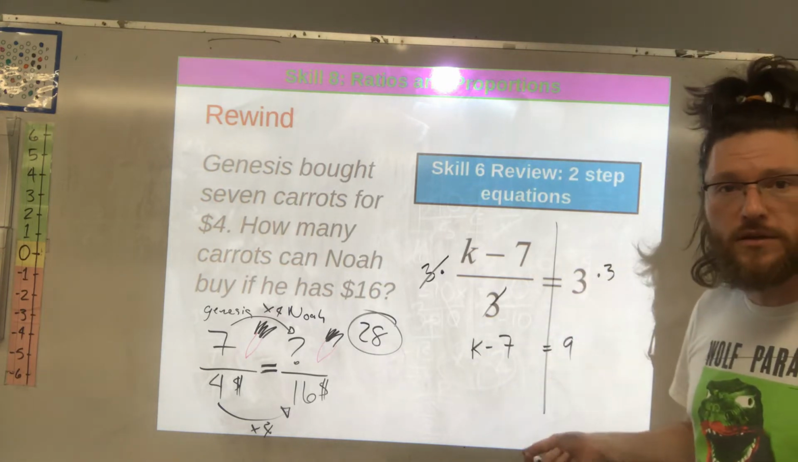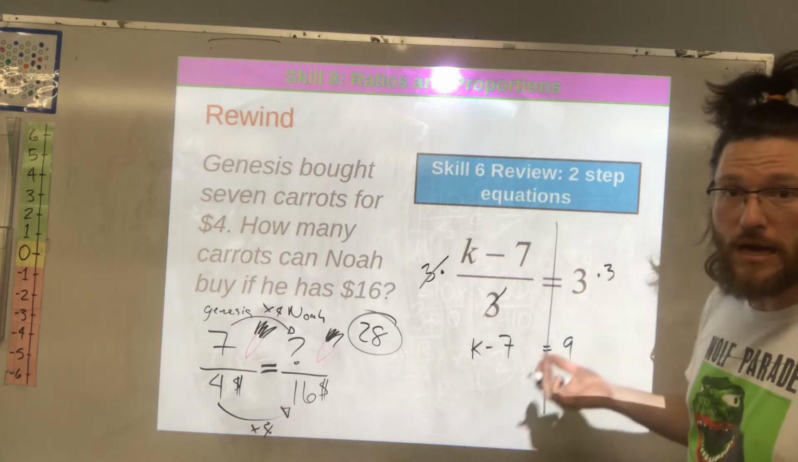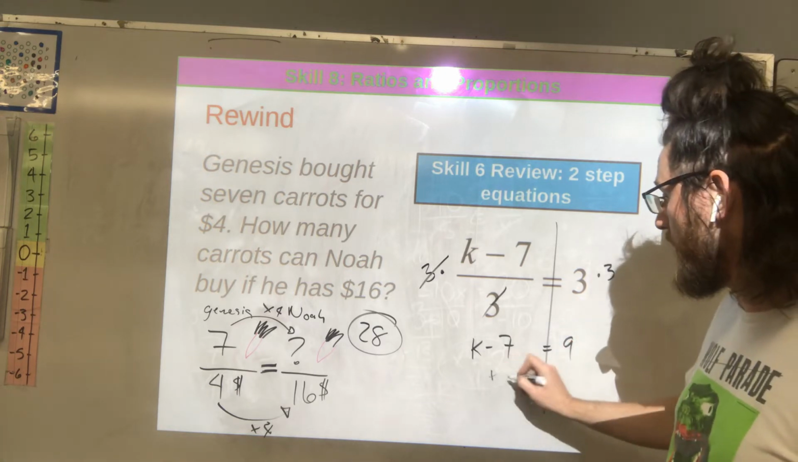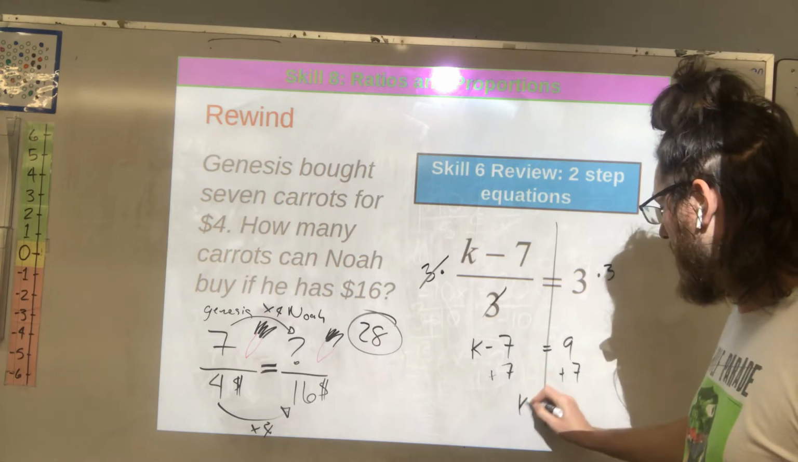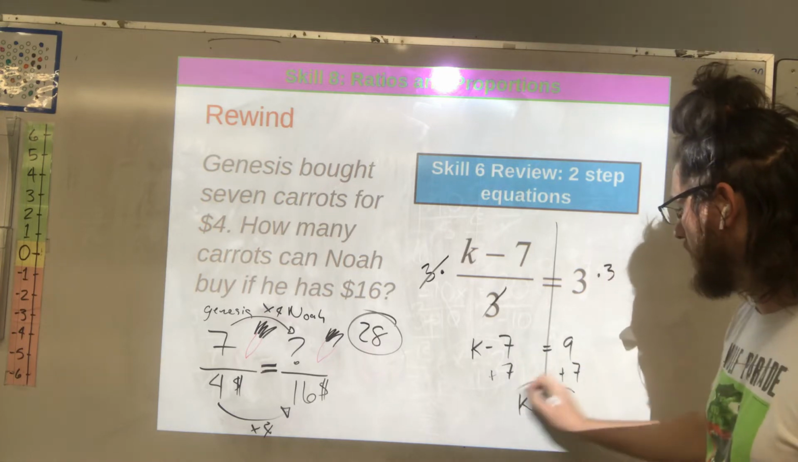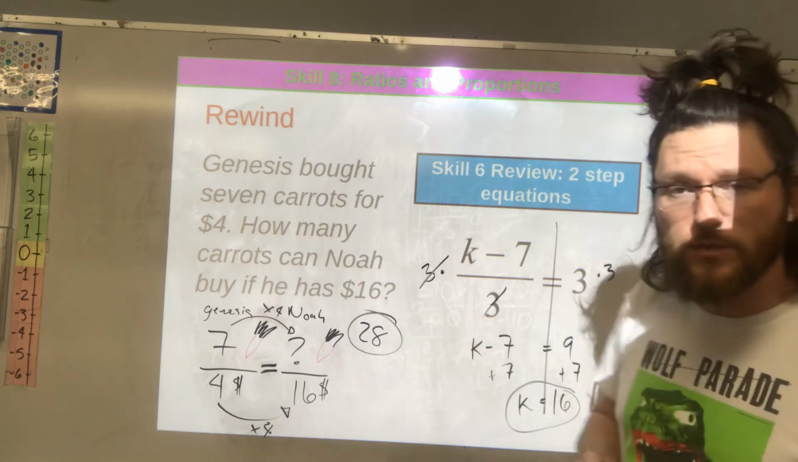Okay, and now all of a sudden our problem doesn't have any fractions anymore. And it's hopefully a little bit easier one to solve. Get rid of minus 7 by adding 7. And we're left with k equals 16. Okay, hopefully you got 28 and 16 as part of your rewind.